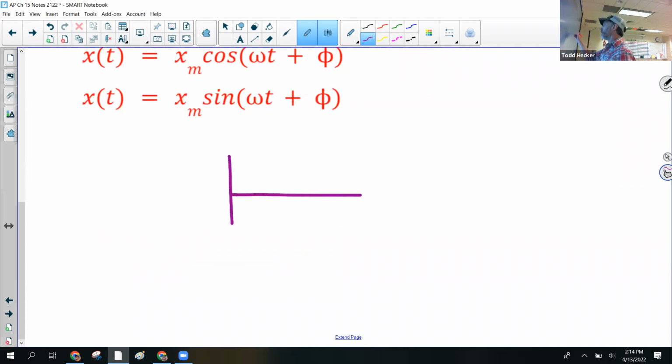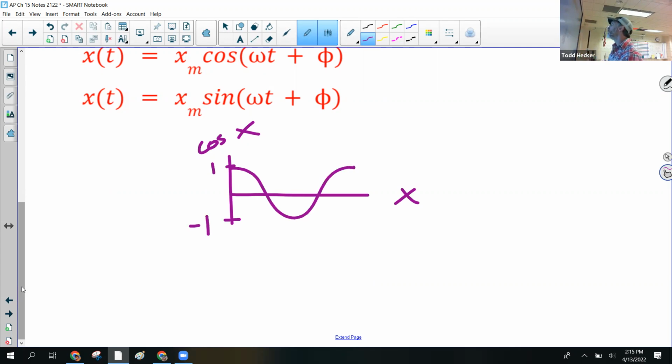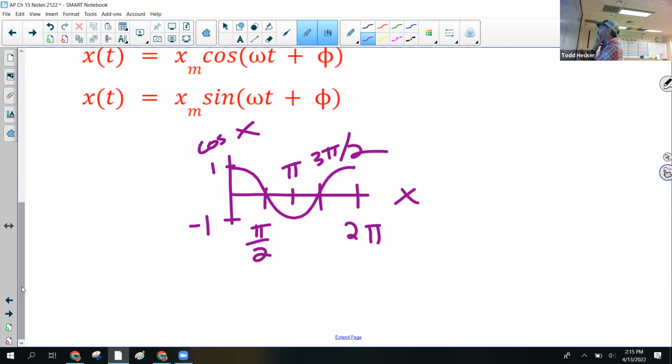So here's cosine of x. Here is x. Cosine of 0 is 1, and then it oscillates like that, so that our minimum is -1, and then this is 2 pi, which means this would be pi, this would be pi over 2, and this would be 3 pi over 2. So that's what the cosine graph looks like.